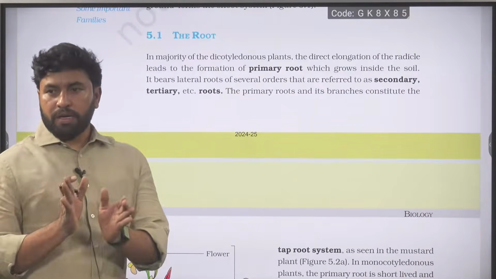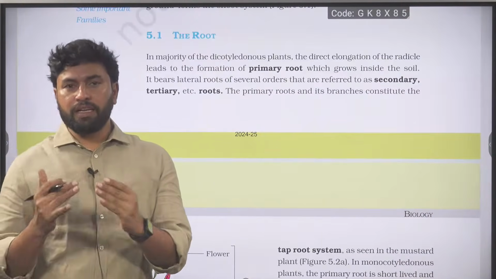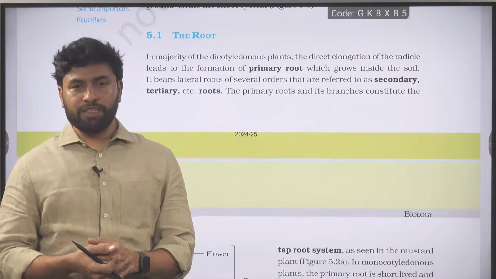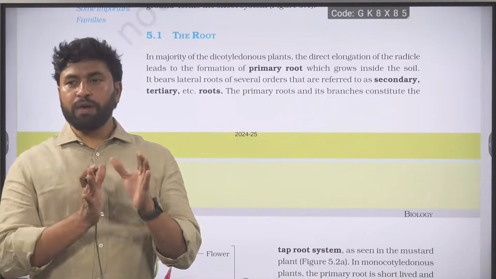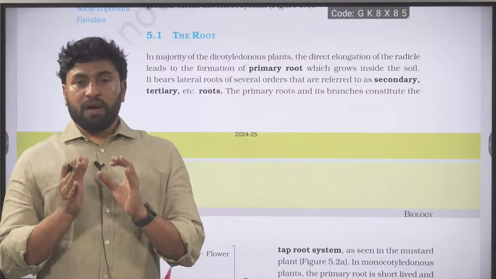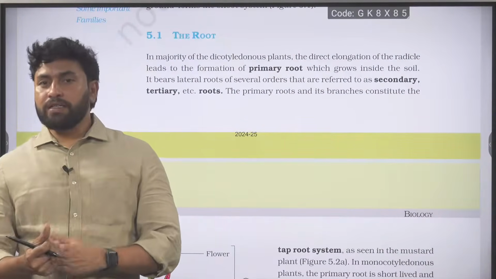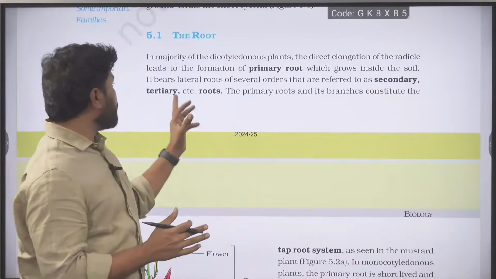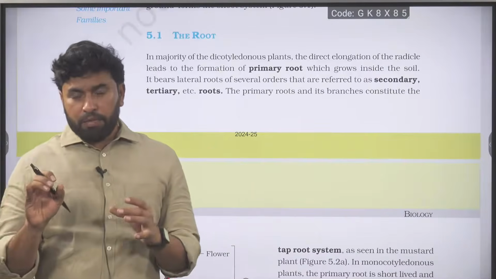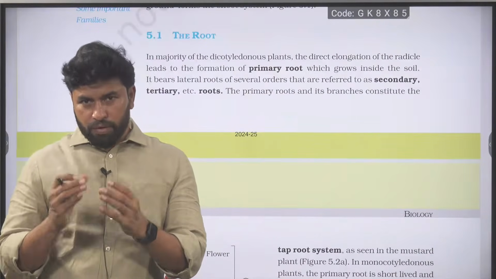Primary root, direct descendants are secondary roots. On the secondary root, if there are any branches, they are called tertiary roots. Like that, root branching will continue. Such a root system is called tap root system, which is a characteristic feature of dicots. Here they mention the majority of dicotyledonous plants. Remember, a dicot will grow.